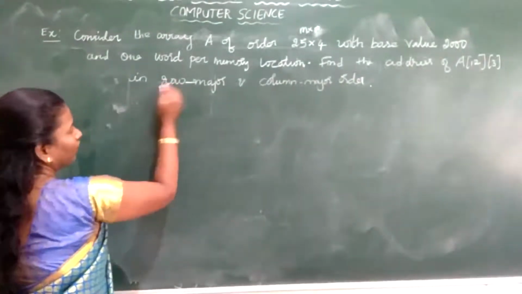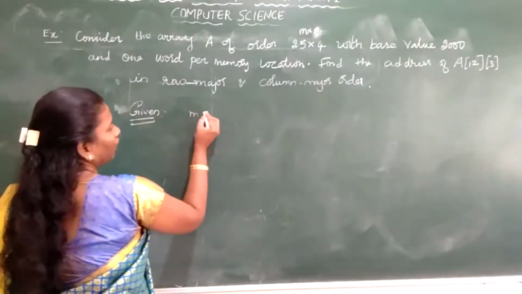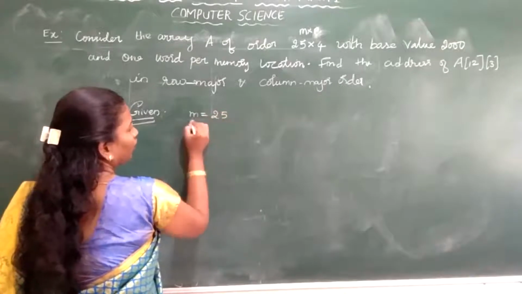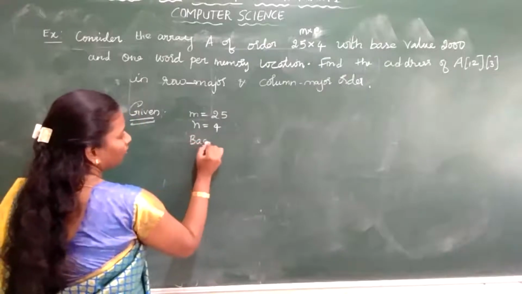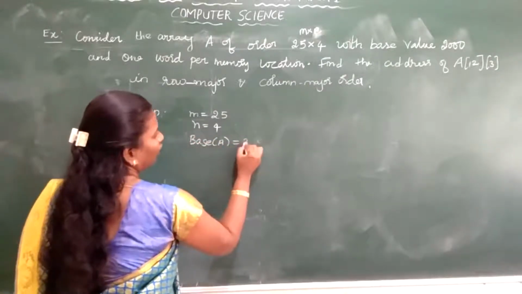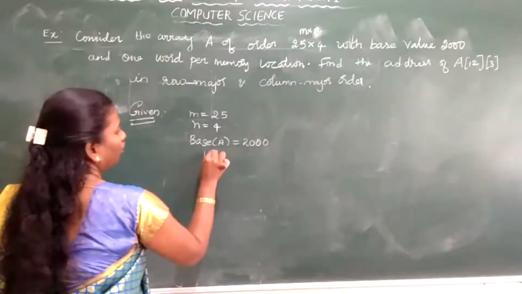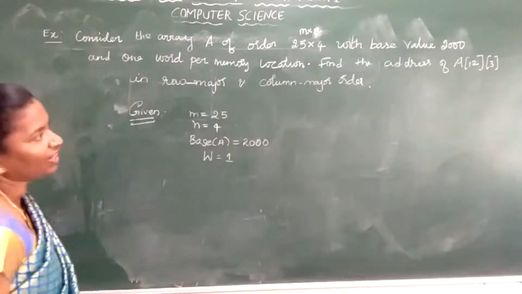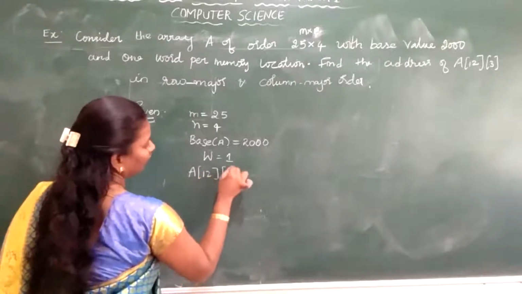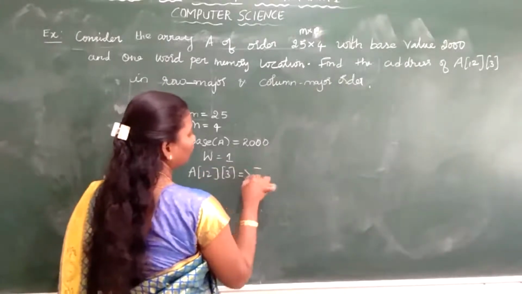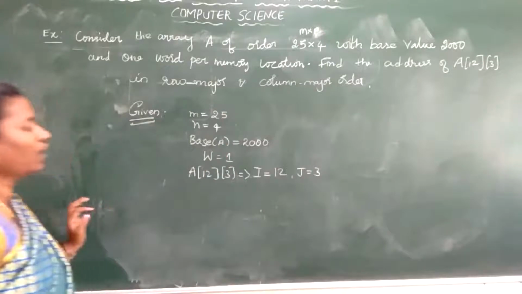So we'll write the given data. We'll extract the given data. What is given? Your m is 25. Your n is 4. With the base value, that is your base of A, which is 2000. And one word per memory location, that is your W. Your W is 1. Find the address of A of 12 and 3. So I is 12, J is 3.